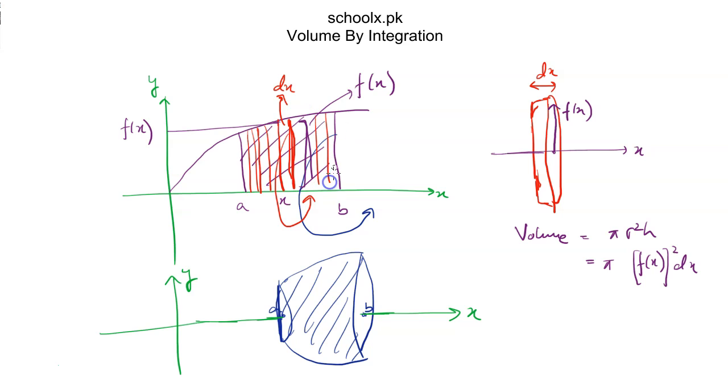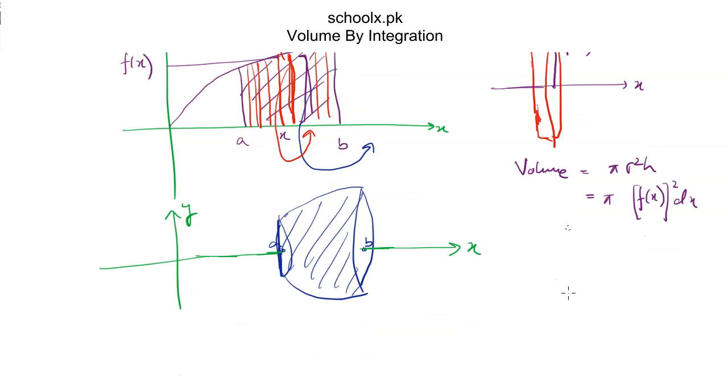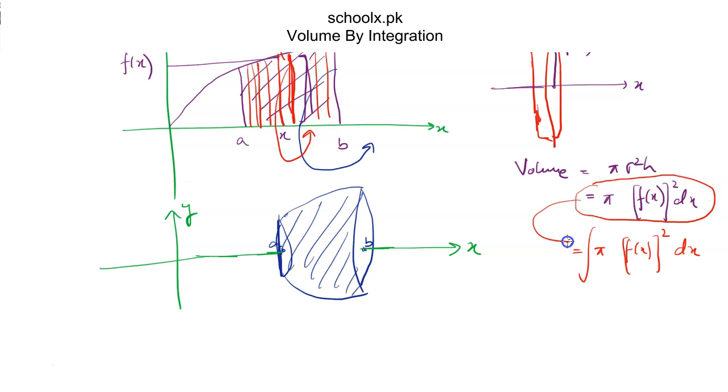Infinite cylinders. Now I need to add the volume of all of these cylinders, right? So I need to put a summation symbol there. I need to integrate them, I need to add them up. So if I use the basic formula for integration which you have learned in the previous lecture, what I'll do is I'll do this: pi f of x squared dx. If I apply the basic formula of integration on this, I'll get this, right? So from a to b.